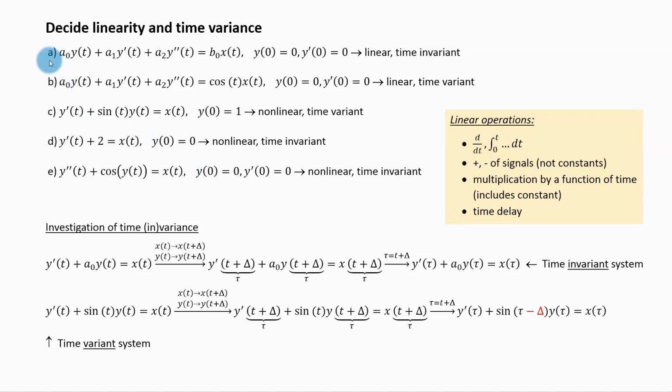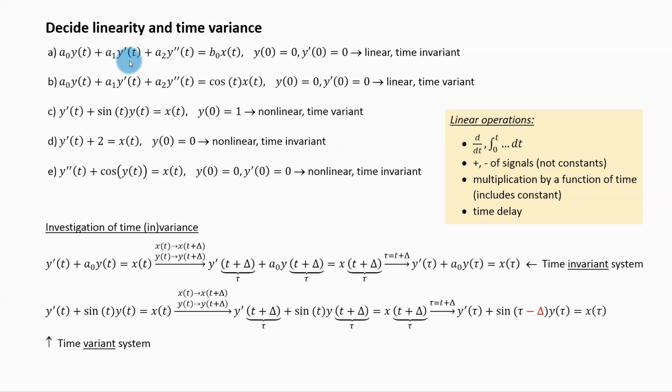First, a system described by this differential equation. What do I have here? This is multiplication by a constant. A constant is just a special case of a function of time, and multiplication by a function of time is a linear operation, so this multiplication by a constant is a linear operation. Here I have addition of these signals, and addition of signals is a linear operation, so this addition can create a linear system. Here again I have a multiplication by a constant, that is a linear operation.